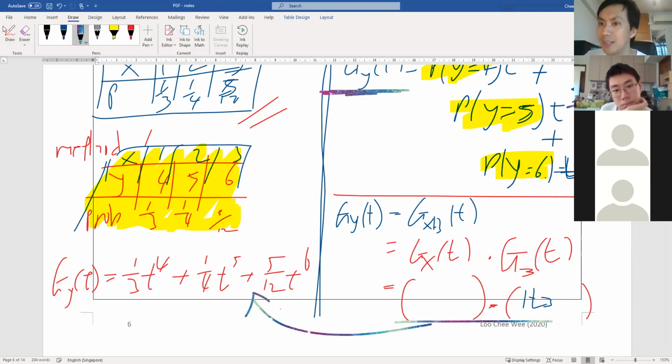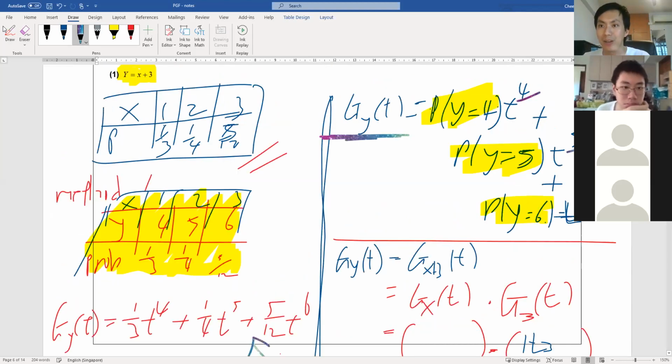So it's taking t cubed multiplied with every single term in the PGF of X, which makes sense. When you multiply t cubed with every single term in the PGF of X, you are increasing the powers of the terms by 3, which is this plus 3. Hence 1, 2, 3 became 4, 5, 6, that's all.